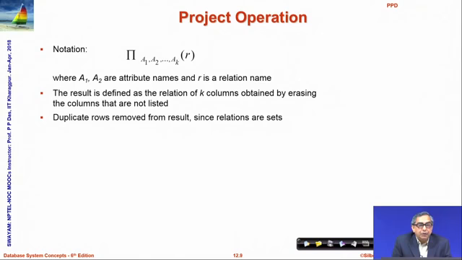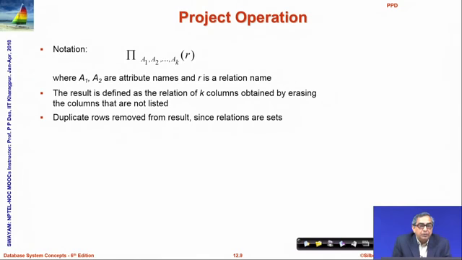Naturally, if you erase some columns, it is possible that two rows that were distinct in those columns, but are identical in A1 to Ak, feature in the relation. Since every relation is a set, no two copies of the same tuple are allowed. So, the duplicate rows will be removed from the result. Remind you, this is in contrast to what SQL does by default, where duplicates or multi-sets are allowed by default.